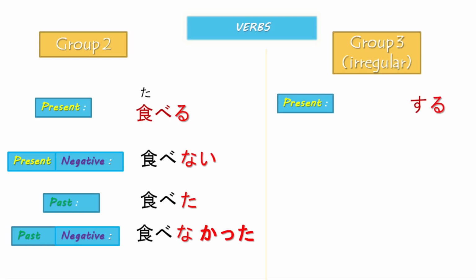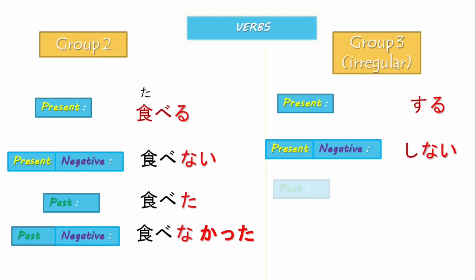In the present tense, in the very pure form, it's suru. If I want to make it present negative, I convert this su into she. Just remember, su into she, and just like we did in the case of taberu, we drop the ru and we add nai. So su becomes she, ru gets removed, nai gets added. Shinai. Great. Suru becomes shinai.